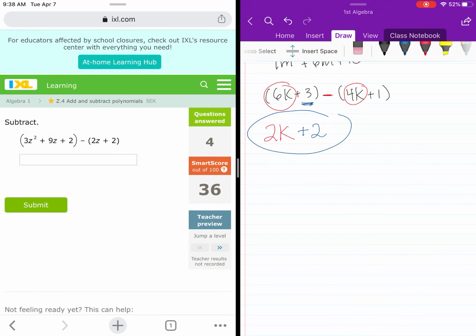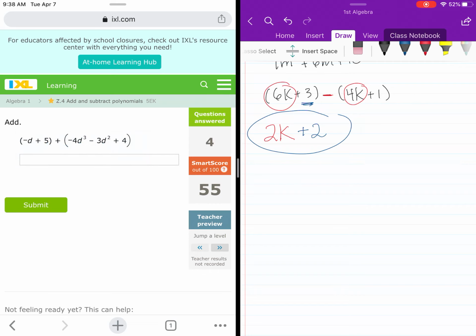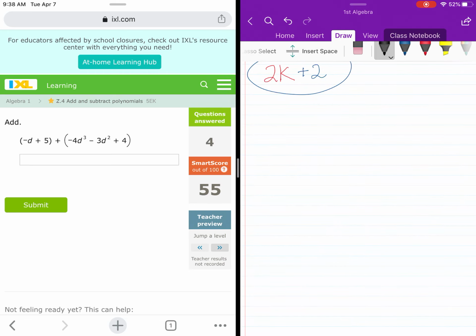Okay. And then this is the same type of example. It's over and over again. You only combine the ones that have the same letter or same exponent. I'm going to go ahead and jump a level so you can see the next kind of question. So the next kind of question looks like this. It's still the same thing. So I'm going to go ahead and answer this one real quick.